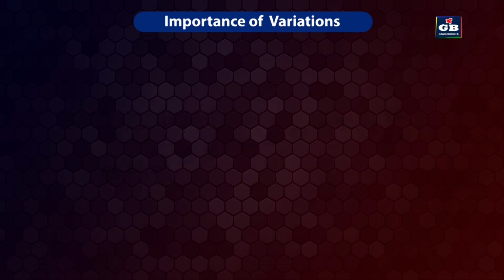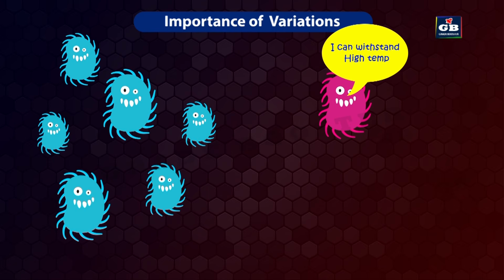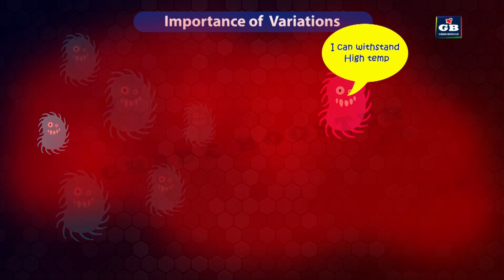For example, imagine a population of bacteria. Most bacteria are sensitive to high temperatures. But due to a genetic variation, one bacterium can withstand higher temperatures. If there is a sudden heat wave, most of the bacteria will die.